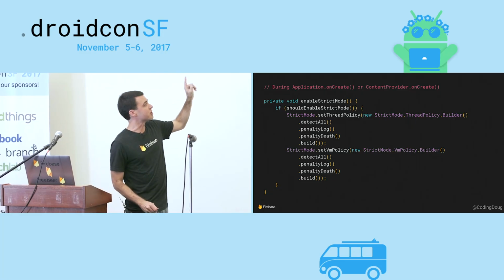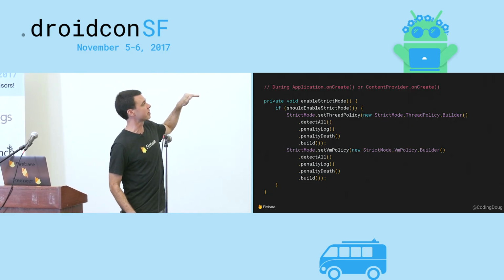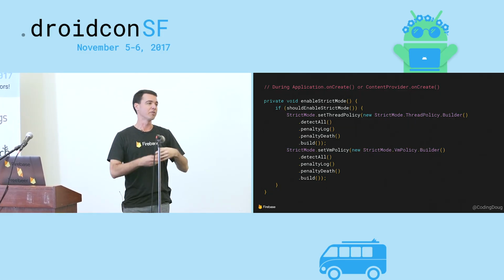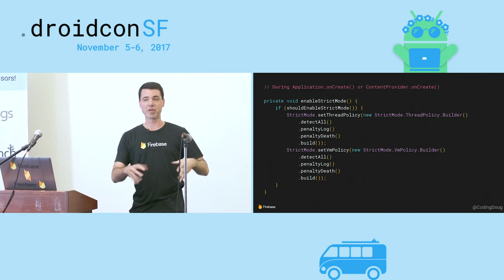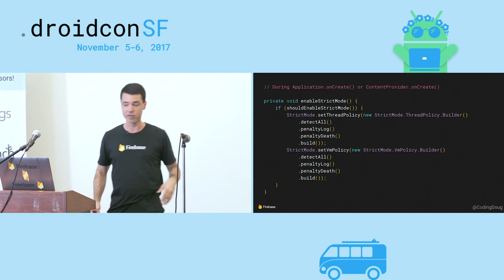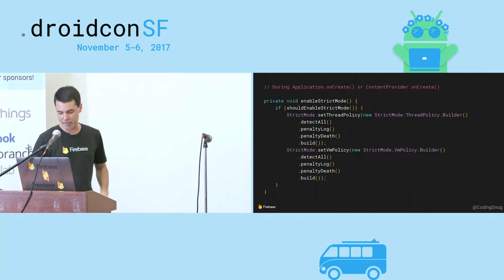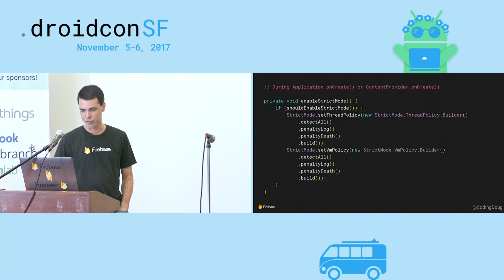Next line, I'm using strict mode. And there are two different kinds of strict modes. There's one for thread policy, meaning for the threads in my app, what rules do they need to obey? The VM policy is similar, but for the entire VM, what kind of rules do they need to obey? So what I do is I enable both of those, only if strict mode should be enabled.